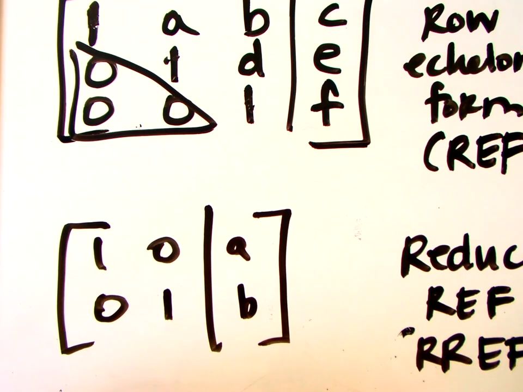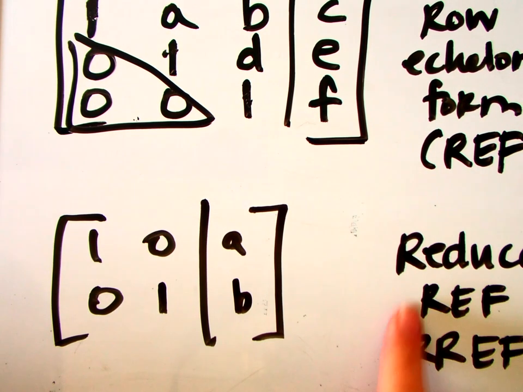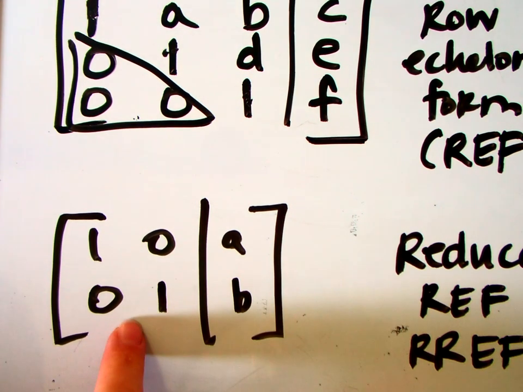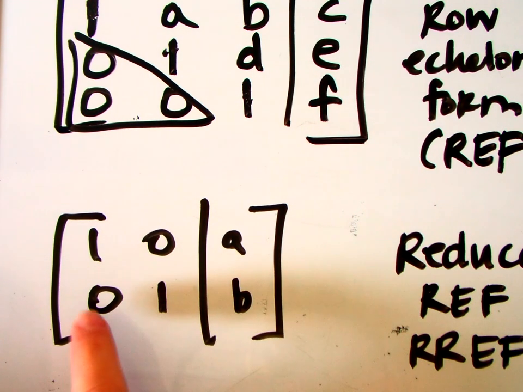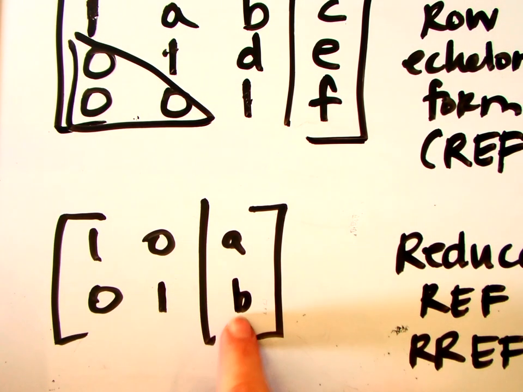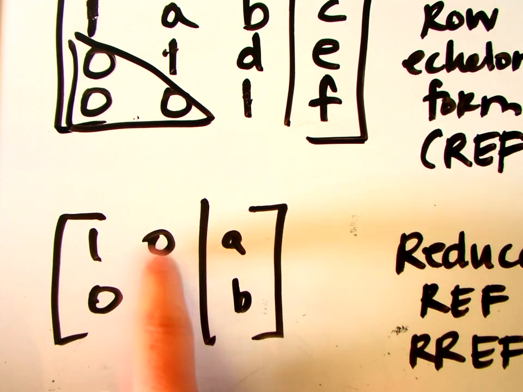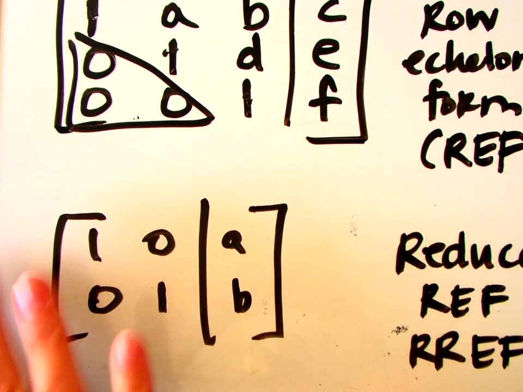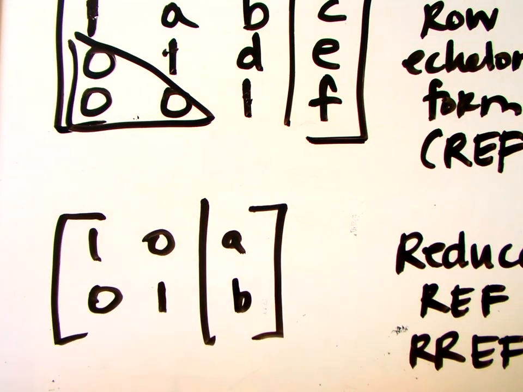The good part about this is when something's in reduced row echelon form, when you've got an identity matrix here, think about what it's saying. 0x plus 1y equals whatever this number is. X plus 0y equals whatever this number is. So reduced row echelon form just takes away that back substituting, so you don't have to do any back substituting.